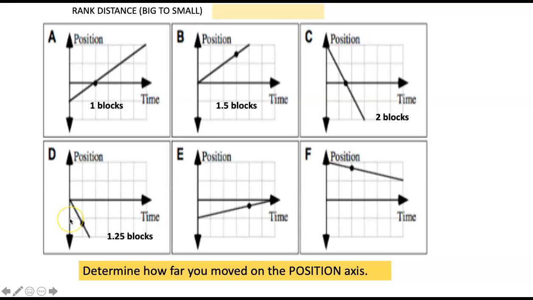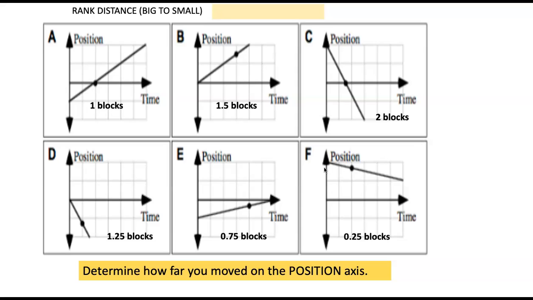1.25, because if this is -1 and this is -2, half of that would be -1.5, and this looks like half of the half. So 1.25. So you traveled 1.25 meters, or sorry, blocks. We don't have units. For E, you started at a position of -1 and you traveled up to a position of -0.25. So that's a difference of 0.75 blocks. And then F, from here to here on the position axis, is 0.25 blocks.